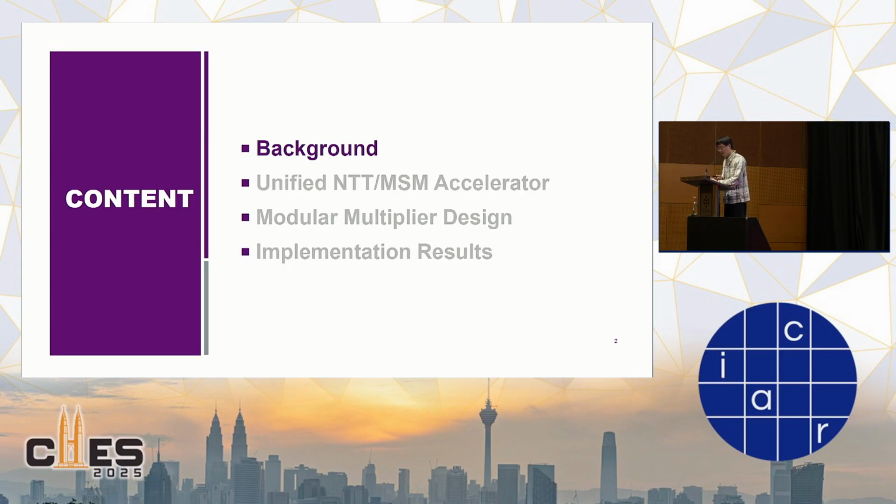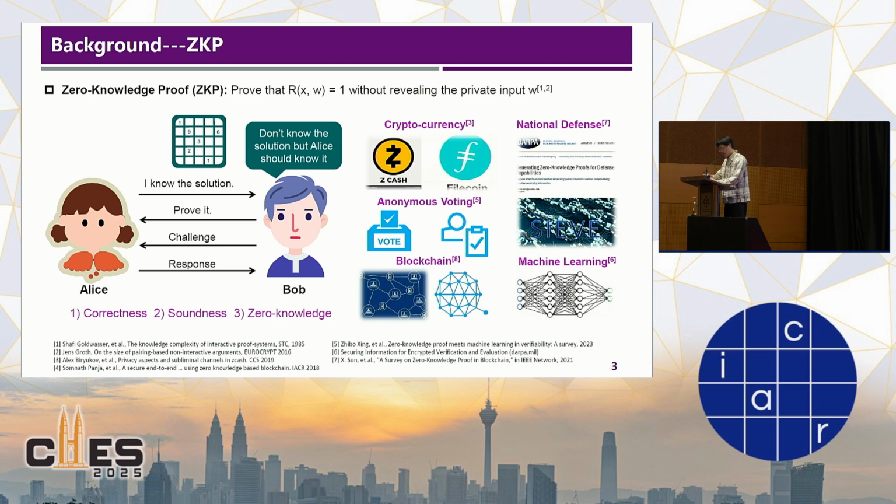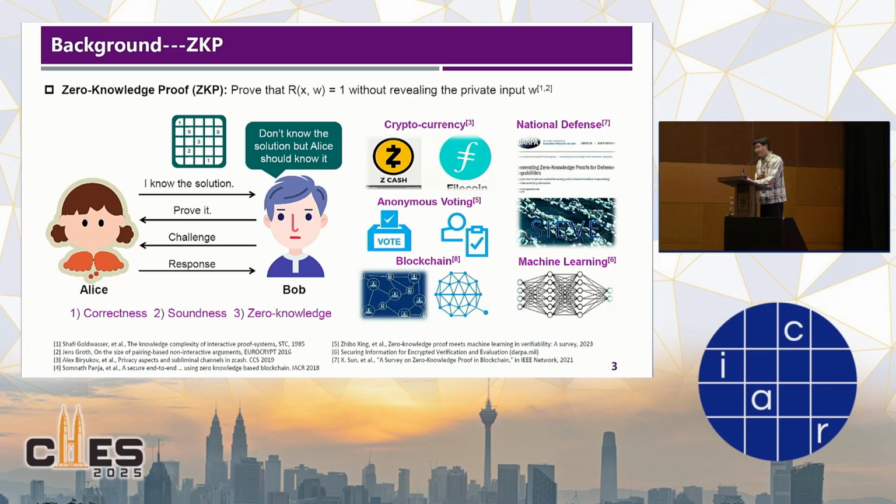This report is divided into 4 parts. First, I will introduce some background. Zero-knowledge proof is one of the most popular privacy-preserving protocols. It enables the prover to convince the verifier that a statement is true without revealing any private information. For example, Alice knows a solution to a Sudoku problem. She can use ZKP to generate a proof. Even though Bob cannot know the solution, he believes that Alice should know the solution.